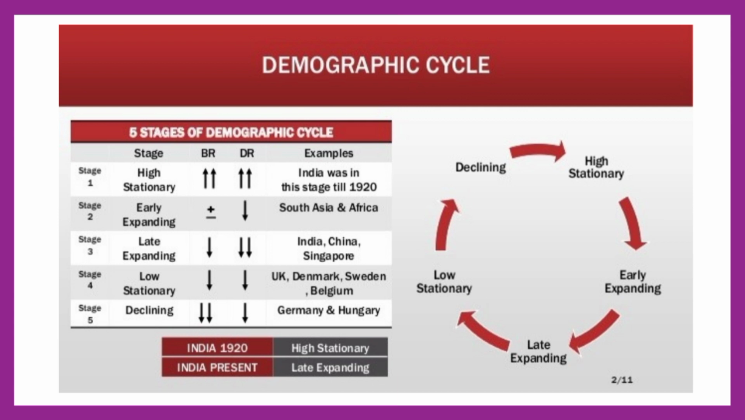Now what will happen in low stationary? Birth rate is low and death rate is also low. So it is known as low stationary stage. That means the population is constant.